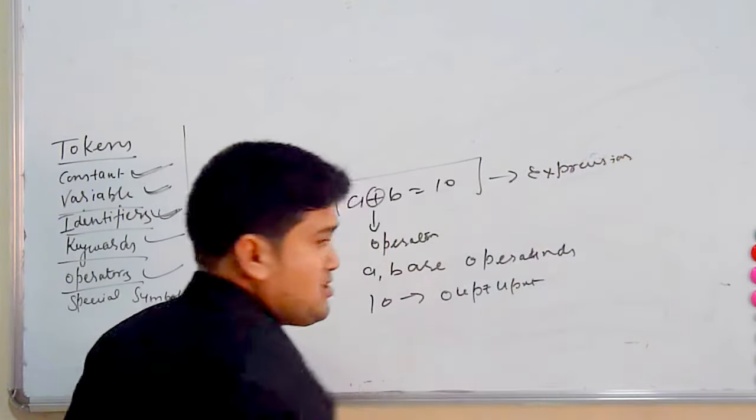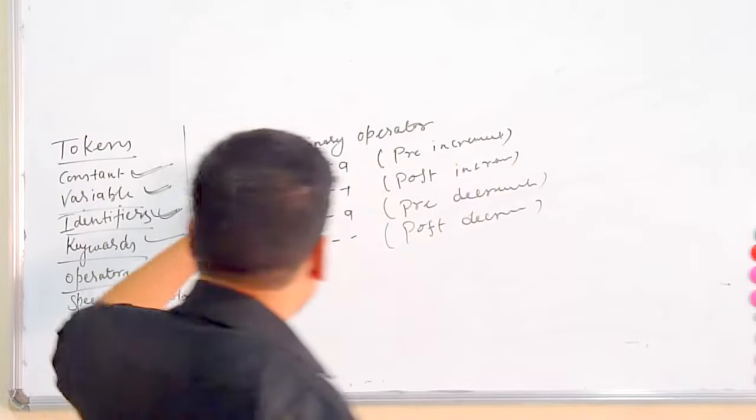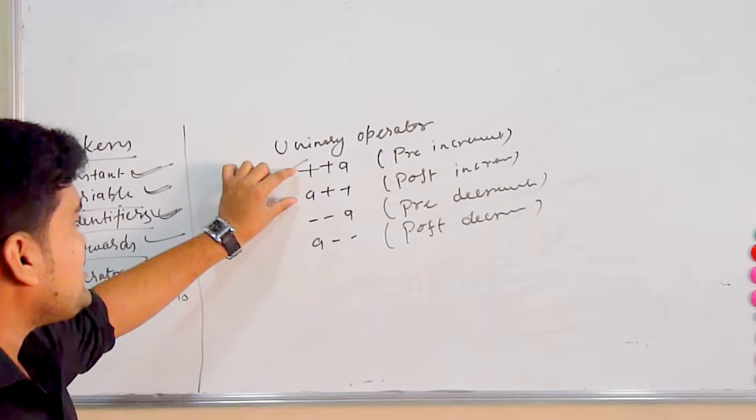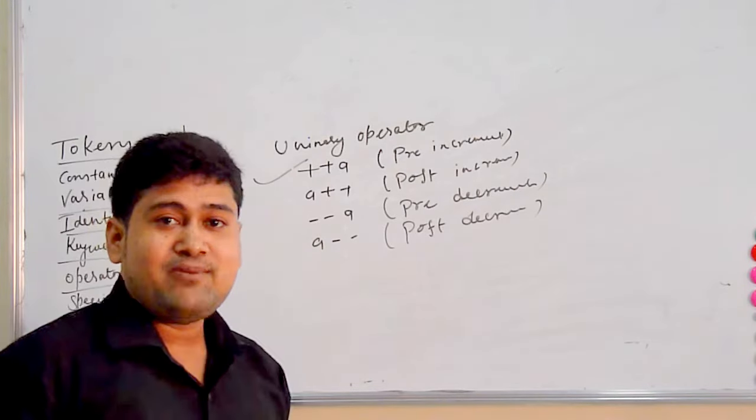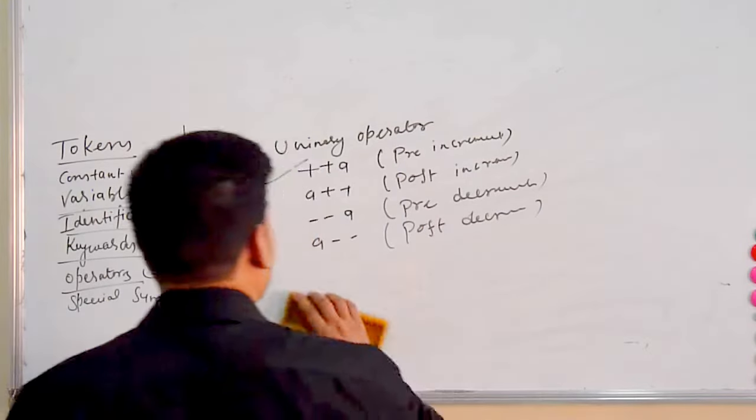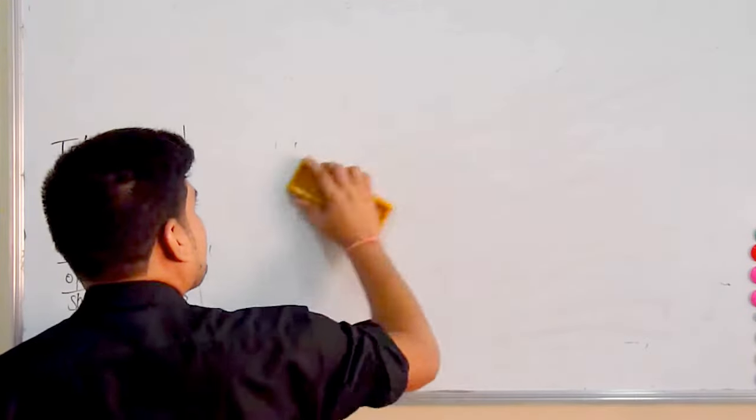This operator increments the value of a by 1. This operator also increments the value of a by 1, but this operator decrements the value of a by 1 and this operator also decrements the value of a by 1. But what is the difference between these two operators, plus plus a and a plus plus, pre-increment and post-increment? Because both increment the value of a by 1. Now what is the difference? Let's see the difference between a plus plus and plus plus a.